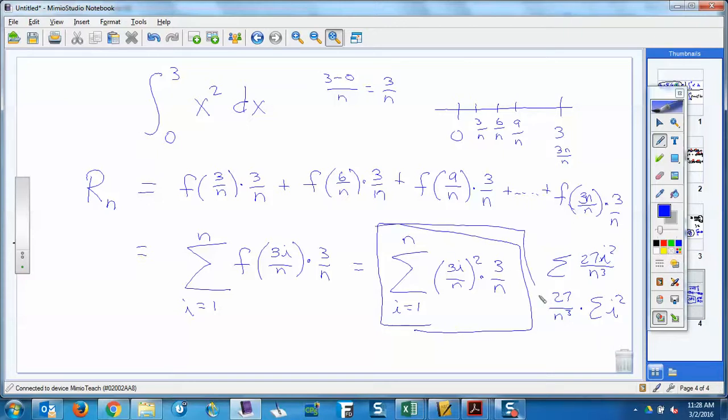So let's say I just gave you this sigma and said, hey, find the sum using the formula. So it'd look like this. You'd multiply that out, and you'd pull out the constant, which is this part. What was sigma i squared? That was n times n plus 1 times 2n plus 1, over 6, I think. And then we would have that times 27 over n cubed.